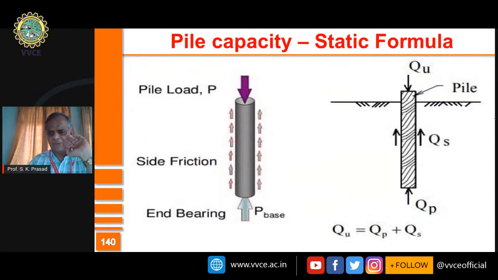So the same thing I have mentioned here. Whatever P1 I have expressed as QP at the base, at the point, and QS along the skin. So total pile load is equal to the load carried at the end plus load carried along the skin of it.